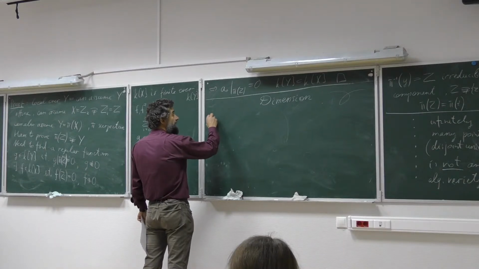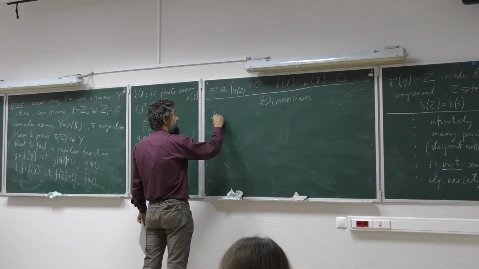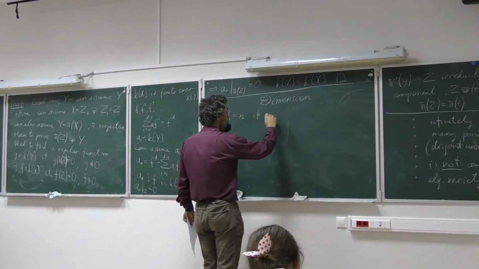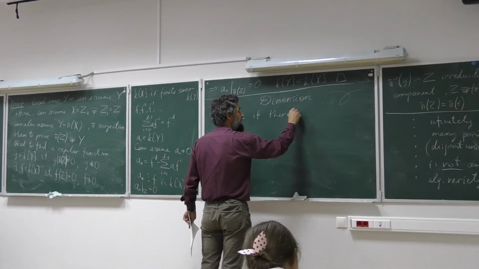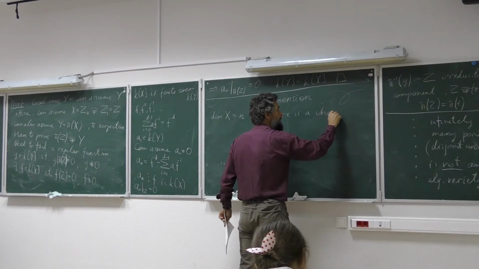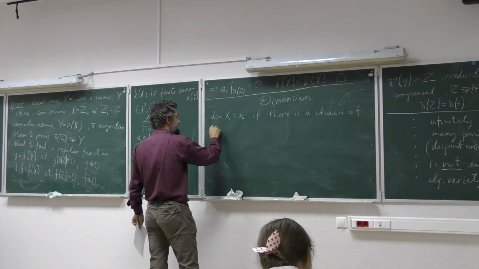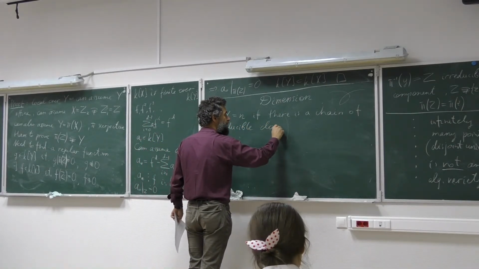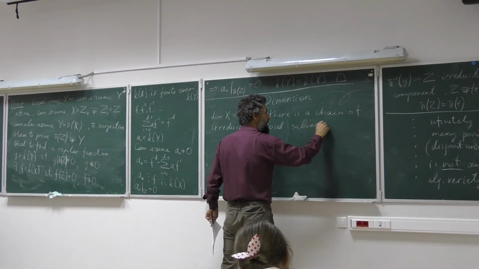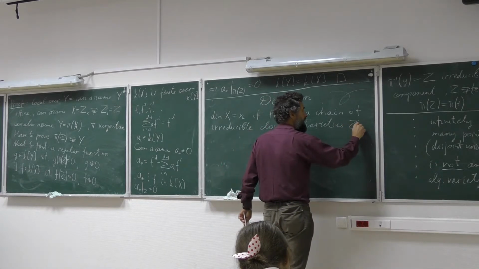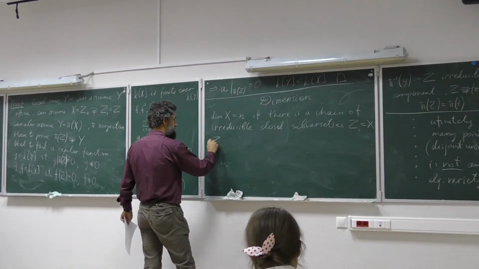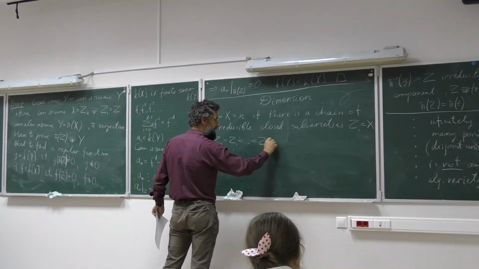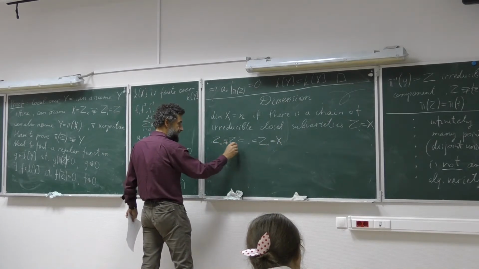So we say that the dimension of an algebraic variety X equals n if there is a chain of irreducible closed subvarieties Z_i in X, namely Z0 inside Z1 inside ... inside Zn that is equal to X, and these are all strict embeddings.